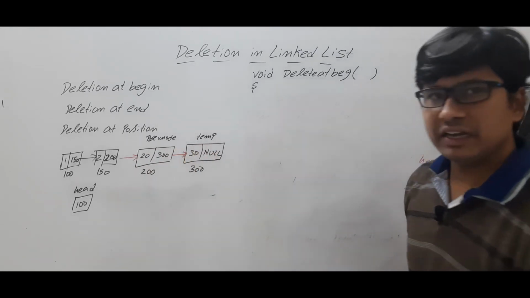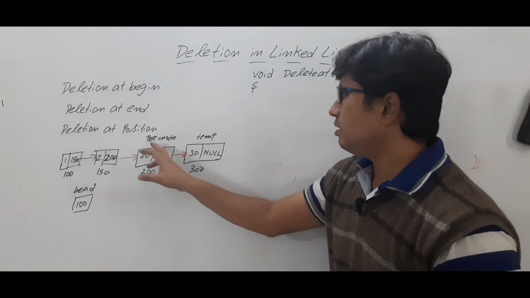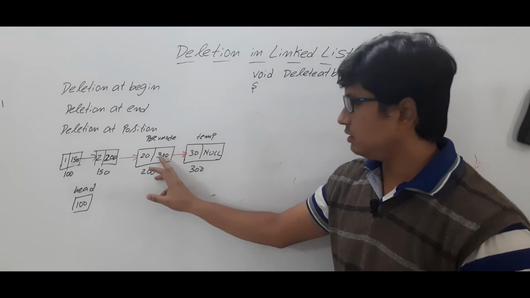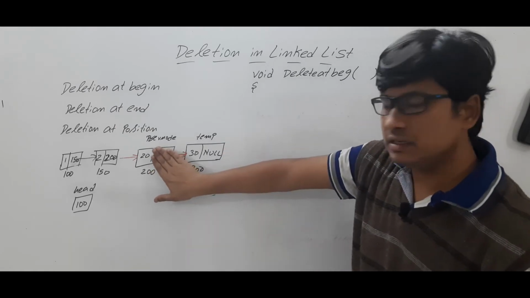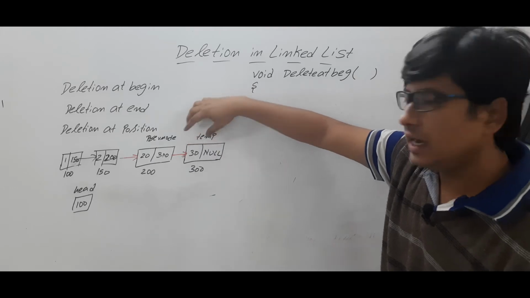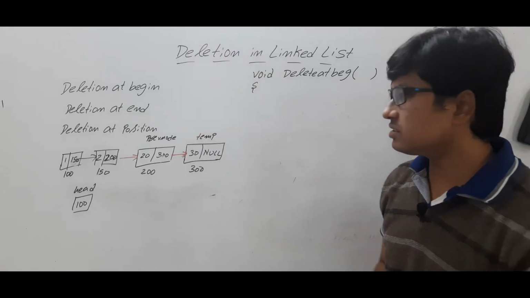Okay, then if I have this, what I can do is make previous of next as null. Then here I will get the null, so this link will be down. Then I can write free of temp, and temp is equal to null. That's all. Is it clear?